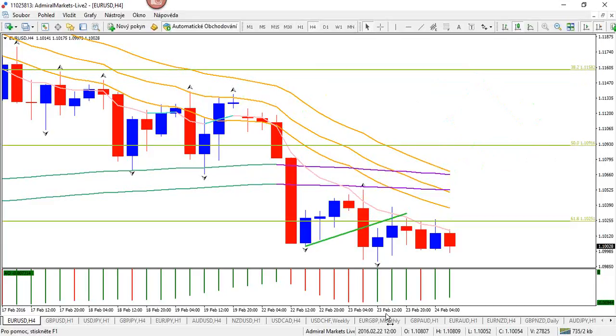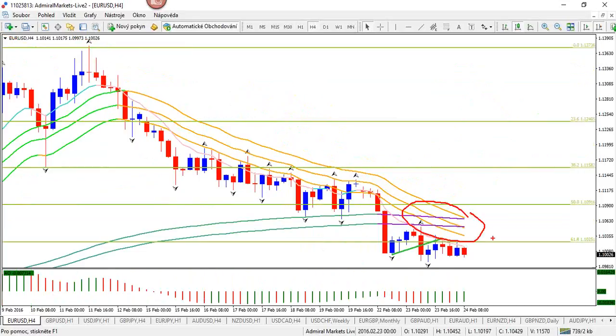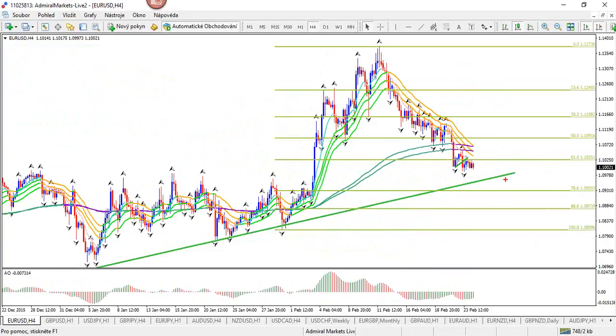Now on the 4-hour chart, we are in a bit of a tough spot because you can see the long-term and short-term moving averages are on top of each other. However, slowly but surely, we're trying to break below the 61.8. So the next target will be the 78.6 fib at 109.30. That could be, again, a bouncing spot.